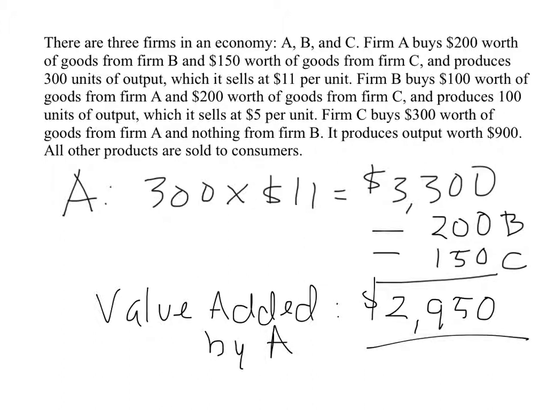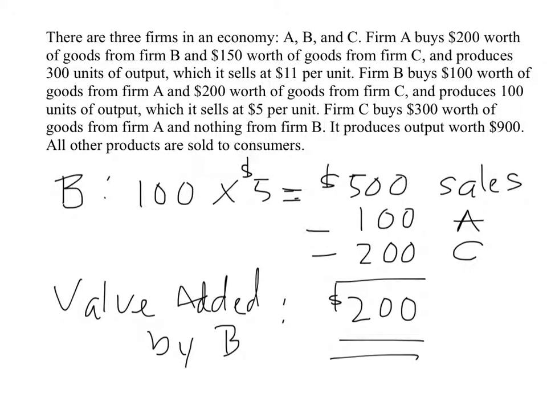Okay, now we're going to do the same thing for B and C. So here we have Firm B's sales, 100 units times $5. That comes from the problem right here, okay? And we come up with $500 in sales, and we must subtract the intermediate goods that are embedded in this $500. That includes the $100 worth of goods from Firm A and the $200 worth of goods from Firm C. So here's the 100 from A, the 200 from C. So we have then $200 of actual value added by Firm B.